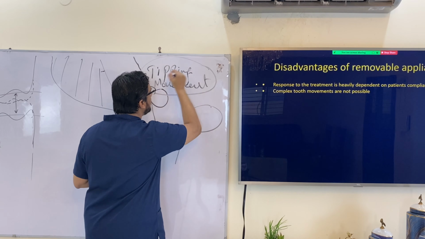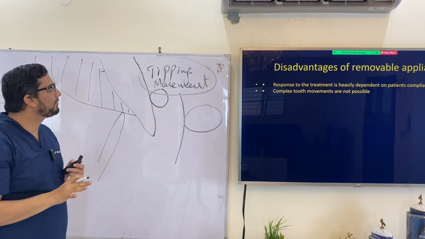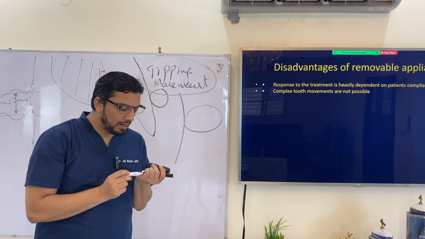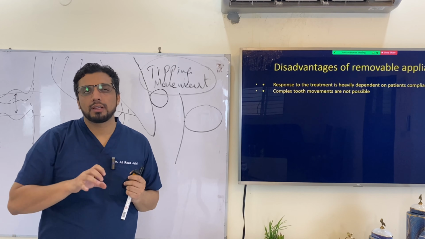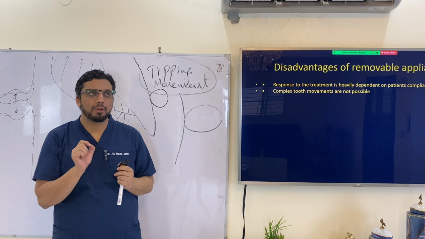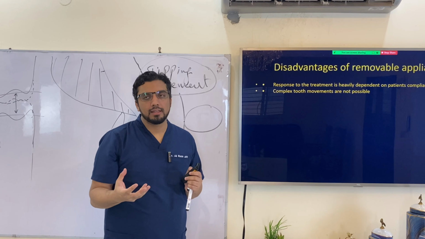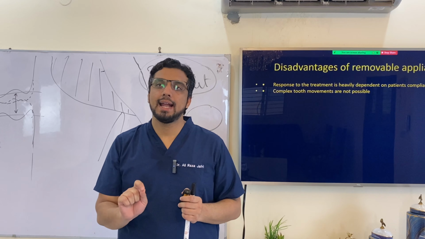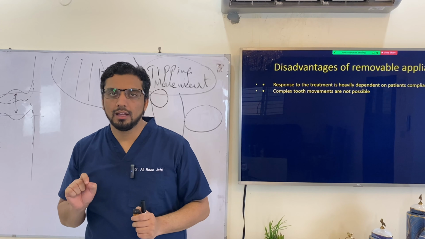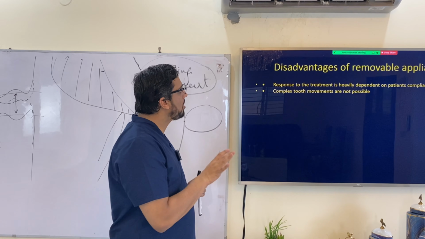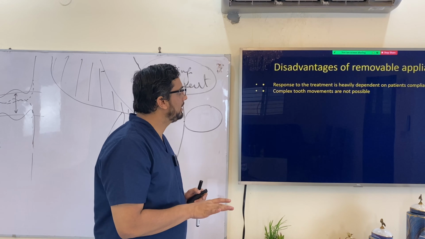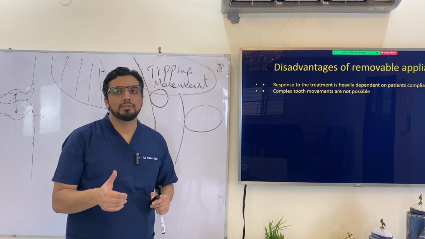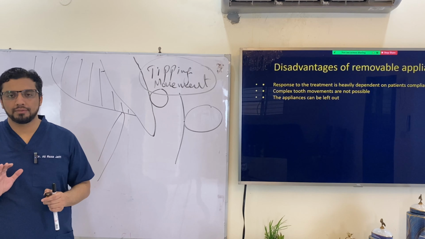Tipping movement is the key and the major kind of movement that can be achieved with removable appliances. In simple words, complex bodily movement, torquing movement, and very nice intrusion, because for intrusion and extrusion, yes, we can achieve these kinds of movement with the removable appliance. But the fine details and fine control that is classically attained with fixed appliances is not practically possible with removable appliances. The reason being, complex tooth movement is not possible with removable appliances.